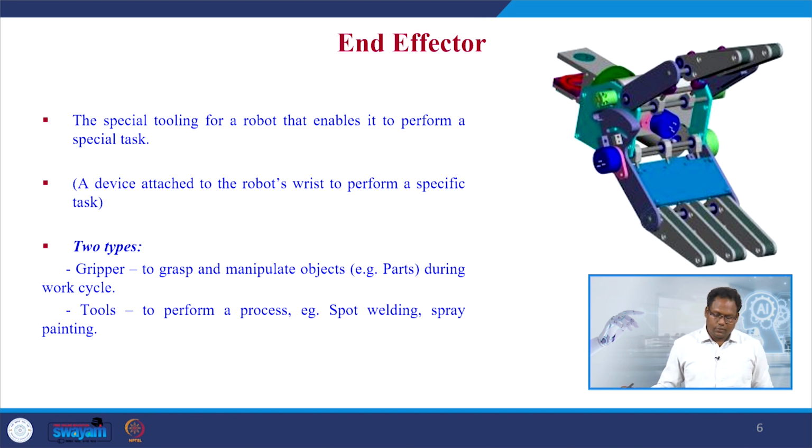Now coming to the end effector. What is an end effector? It is a special tooling for a robotic system that enables it to perform a special task. That means it is a device attached to the robot's wrist in order to perform a specific task. There are 2 types of end effector. One is called a gripper, in order to perform grasping and manipulating objects during the work cycle, and another type of end effector is called a tool, in order to perform a process like spray painting or spot welding.